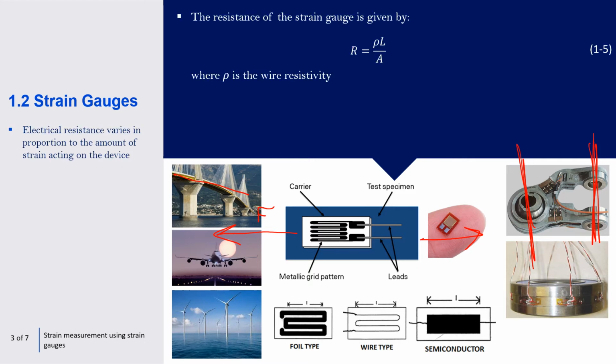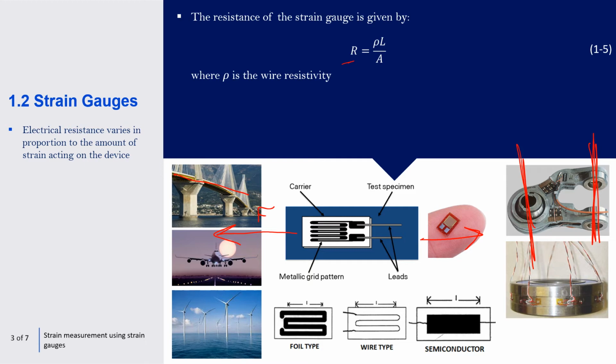So in terms of strain gauges, the electrical resistance varies in proportion to the amount of strain acting on the device. So if you bend it, or put it under tension or compression, the electrical resistance will change, and it's given by this equation here, where R is equal to rho, the wire resistivity, multiplied by the length over area.